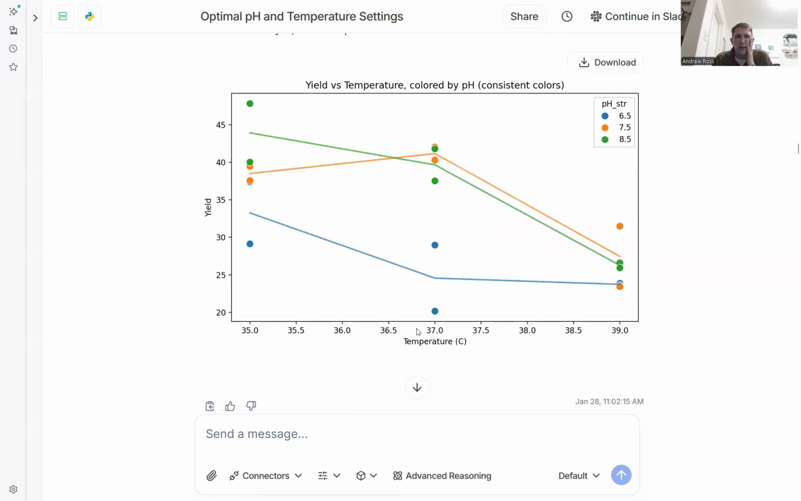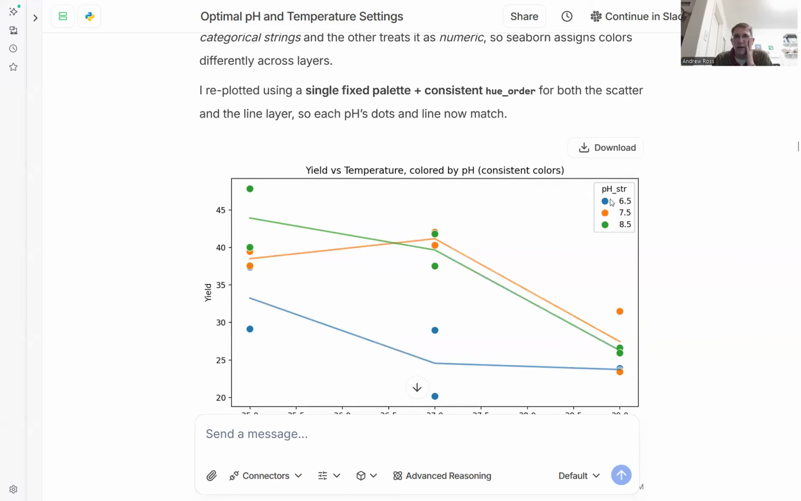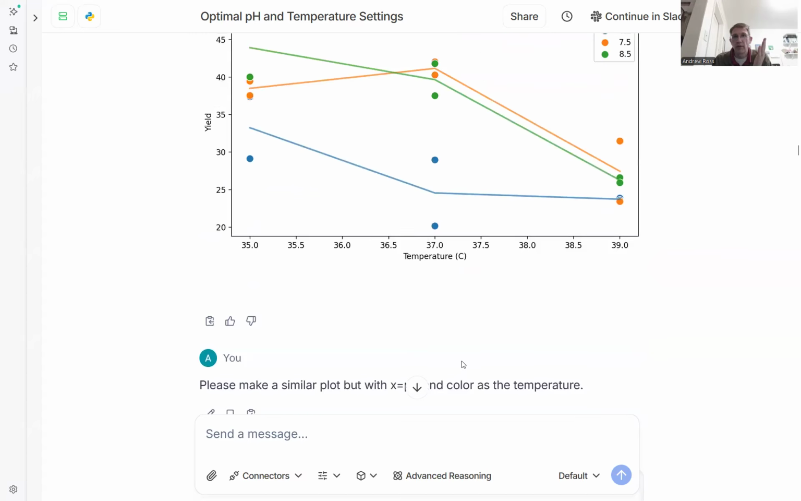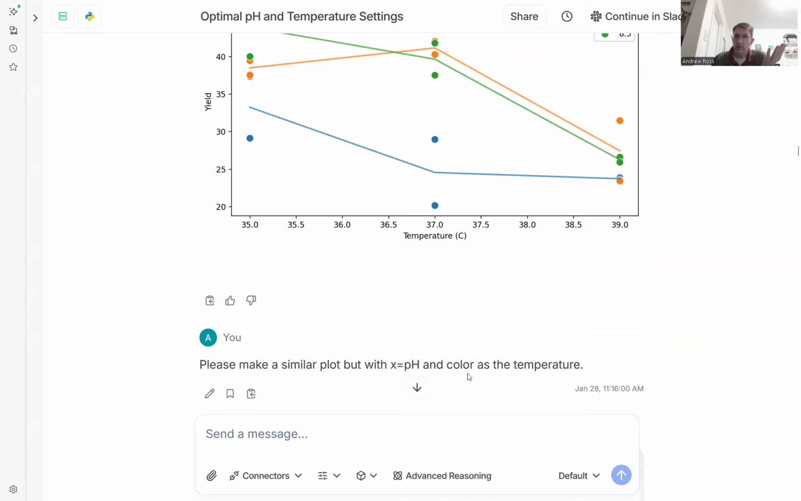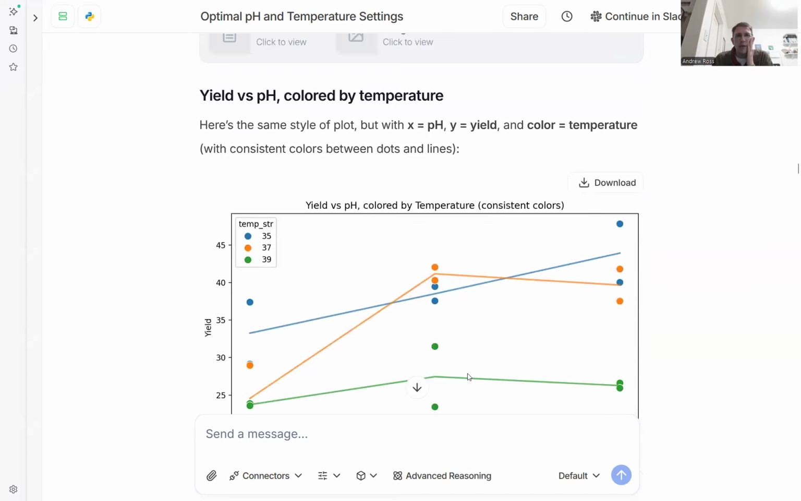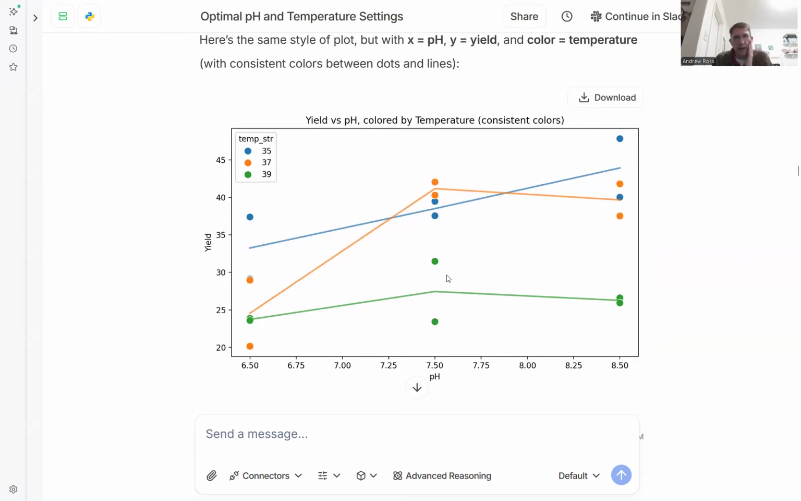So we seem to be seeing that at lower temperatures, the yields seem to be higher. And at the low pH, more acidic, the yield seems to be lower. So that's giving us some ideas. And then I said, well, make a similar plot, but with X as pH and the color as temperature, kind of taking different slices. And it gave us that, and the colors seem to match.